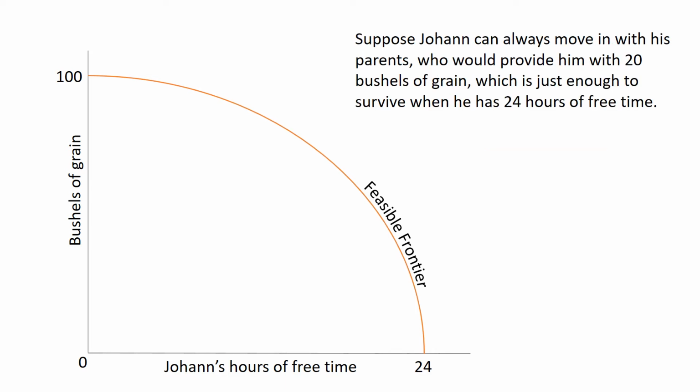Suppose Johan can always move in with his parents, who would provide him with 20 bushels of grain, which is just enough to survive when he has 24 hours of free time. Then his reservation option, or his fallback option, is just outside the feasible frontier. It represents the grain that Johan could consume if he didn't work.